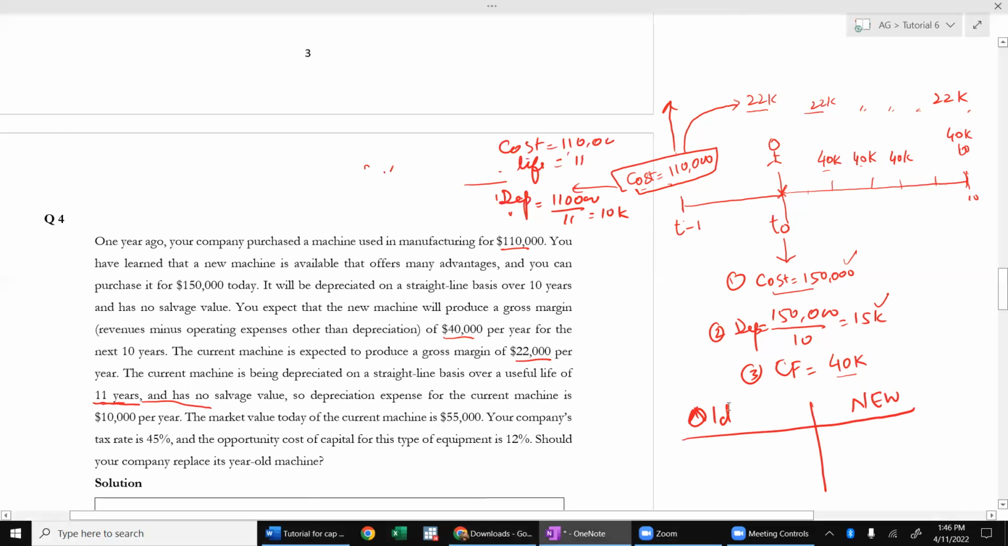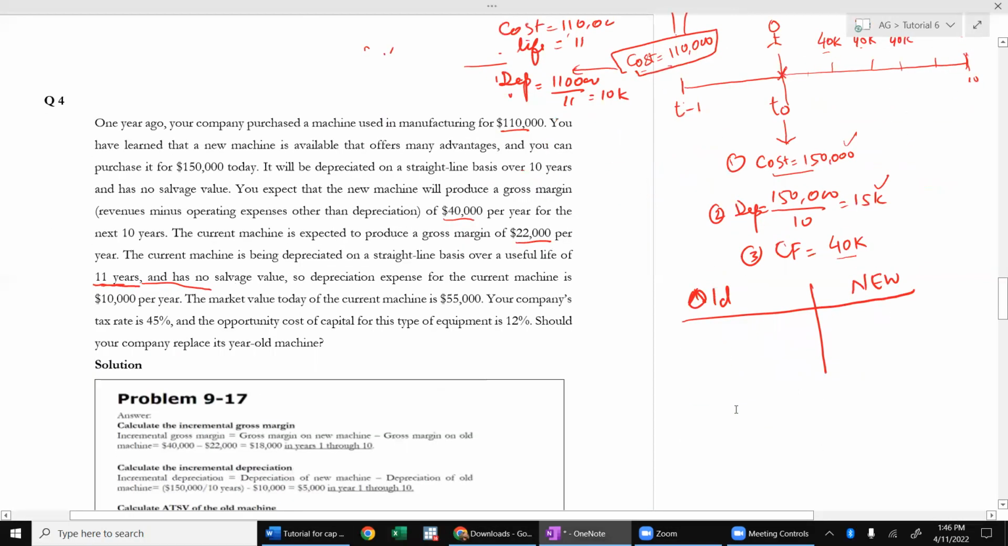Now, next, the market value today of the current machine, I'm calling it current instead of old, is 55,000. So this is additional information. Your company's tax rate is 45% and the opportunity cost of capital for this type of equipment is 12%. Should your company replace its old machine?